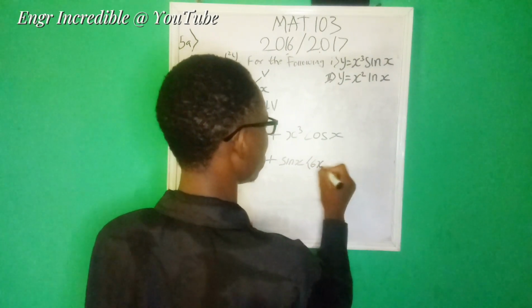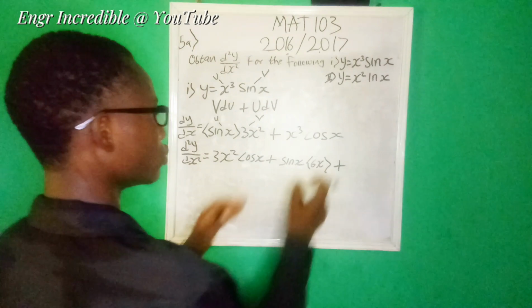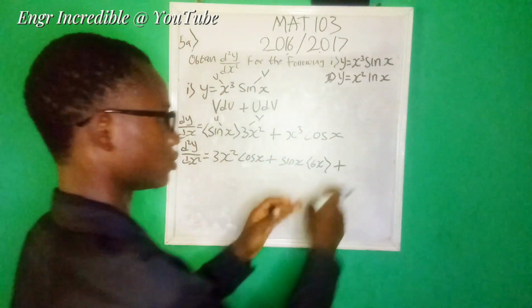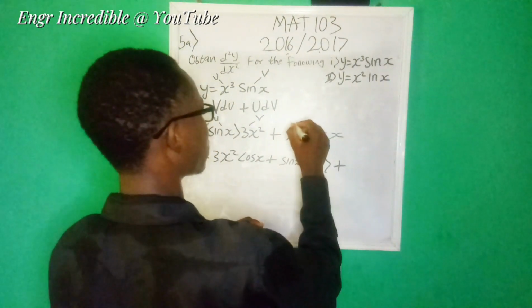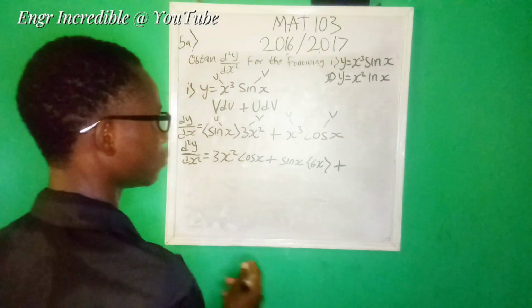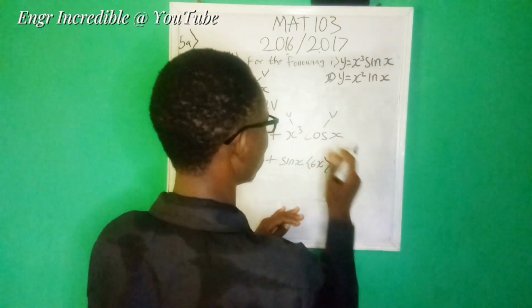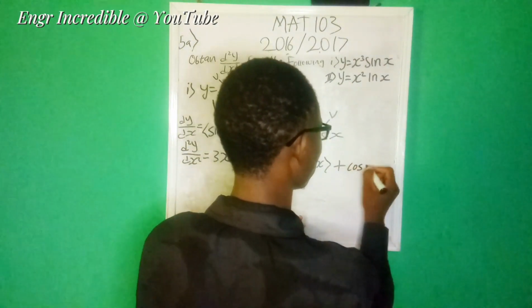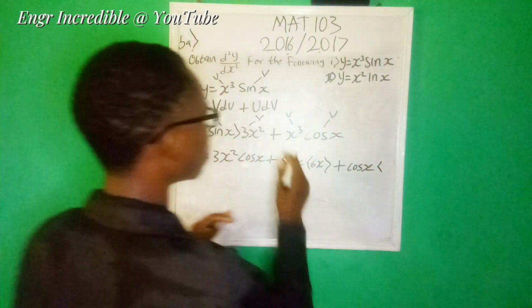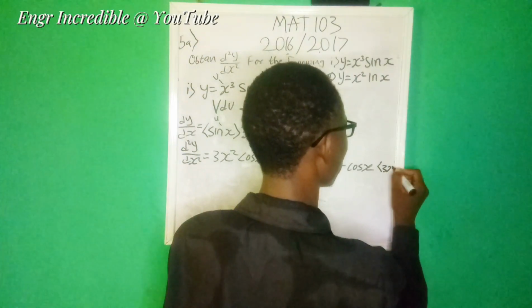That is times 6x. So we have plus, we now come to this other side again, we add it to it. We can pick this one as our u and this one as our v. So we have v times du dx. Our v here is cos x, times du dx. When we differentiate this, we have 3x squared.